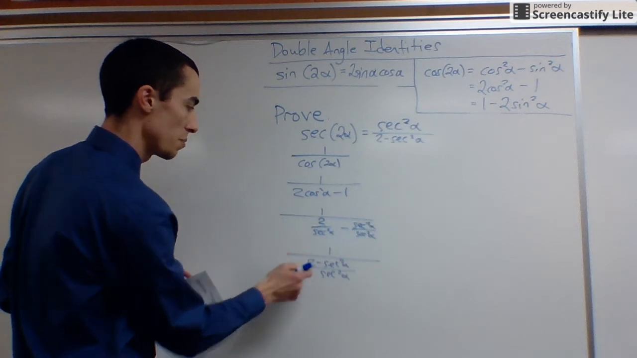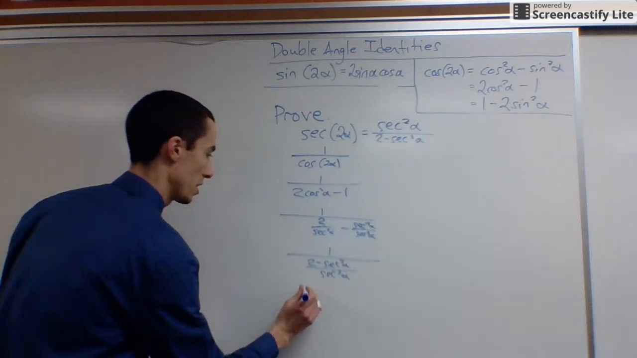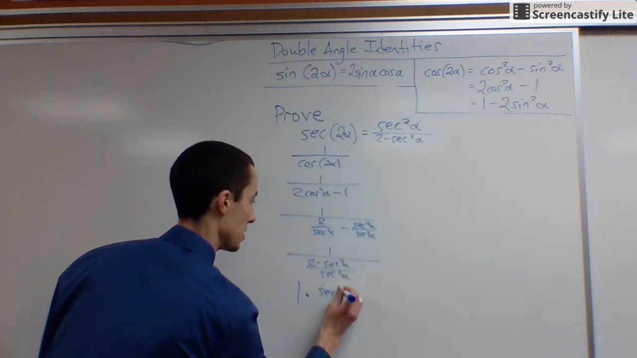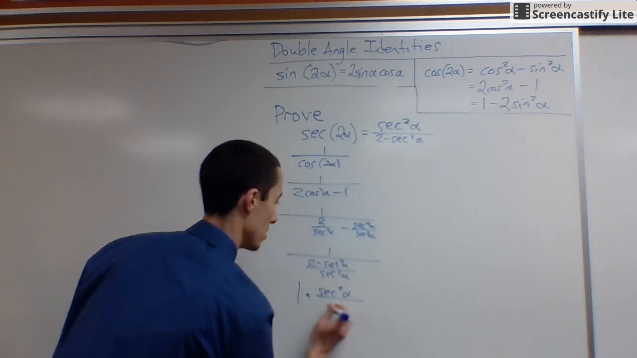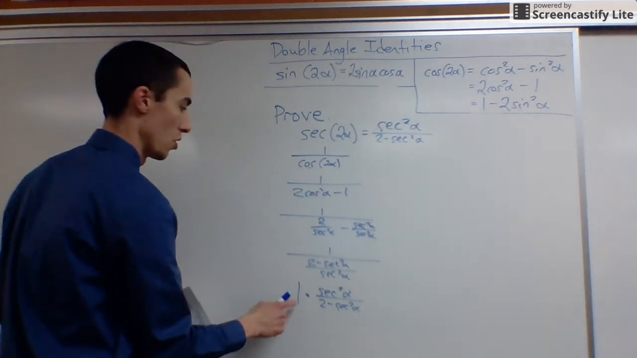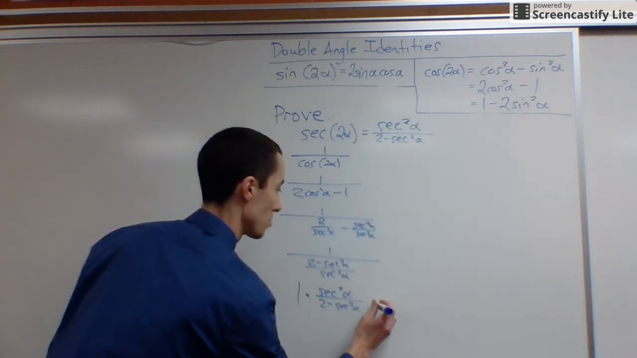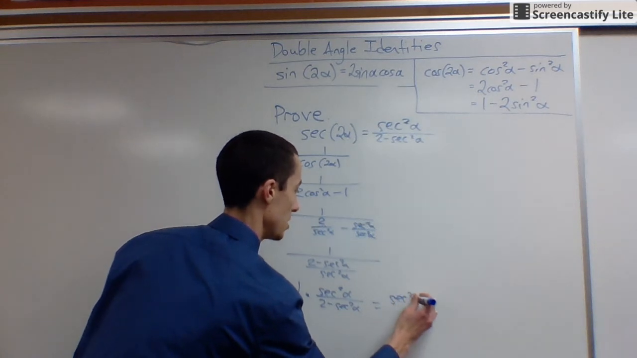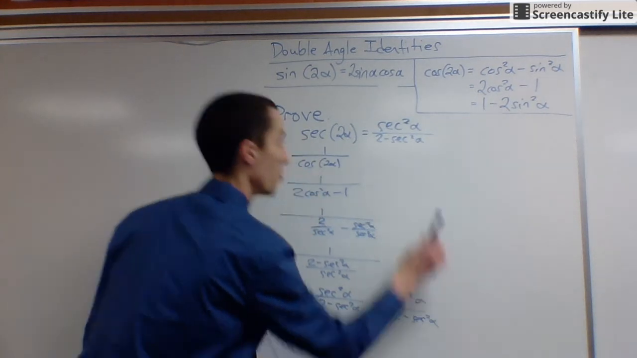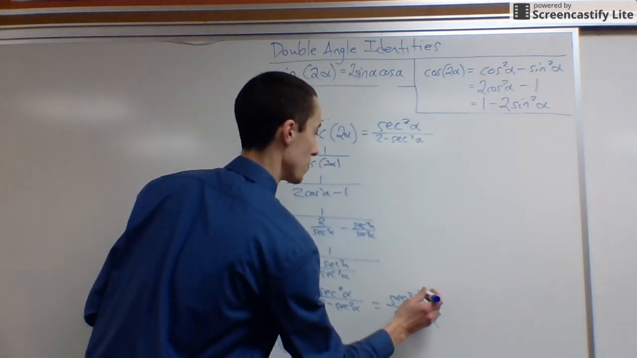Now I've got 1 divided by a fraction, so we can keep, change, flip. Secant squared over 2 minus secant squared. 1 times this fraction will equal this fraction, which is exactly what we wanted to prove.